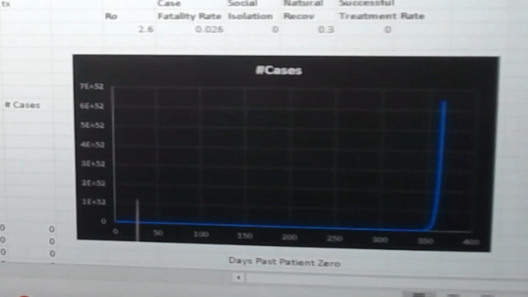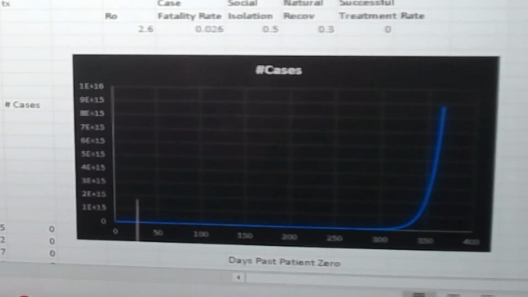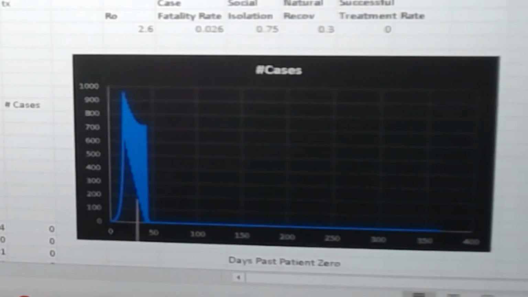That 2.6 assumption, and then let's bring in some social isolation and see what happens. And by this I mean people that are being quarantined inside their homes. If 50% of people in an area where it's circulating, whether they have symptoms or not, are self-quarantined, you can see it puts a very little bit of a dent in it. There's a slight delay, not a lot of delay. If we go to 75% social isolation, then we see a major difference in the curve.